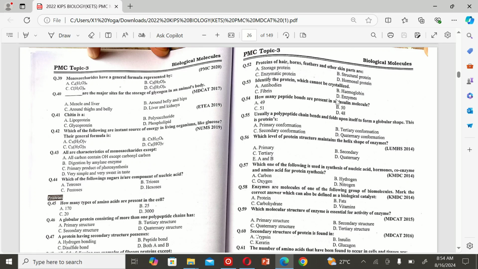The next MCQ is: identify the protein which cannot be crystallized. A, antibodies, B, hemoglobin, C, fibrin, and D, enzymes. So the correct option is C.